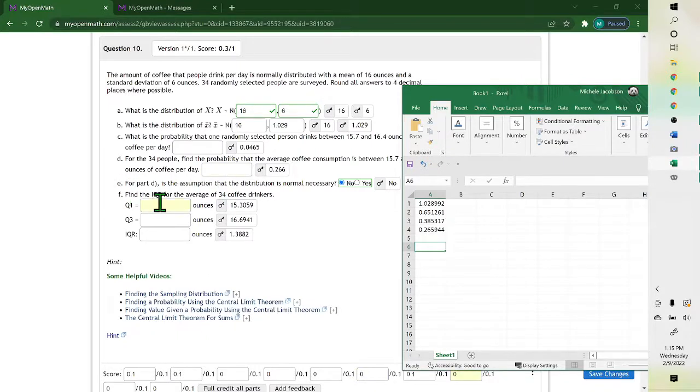Part E, is the assumption that the distribution is normal necessary? It is not necessary because your sample size is greater than 30. If it's 30 or more, it's large enough that you don't have to say that it's normally distributed. So greater than 30, you don't have to say it's normal.